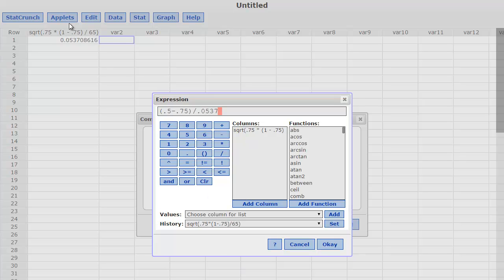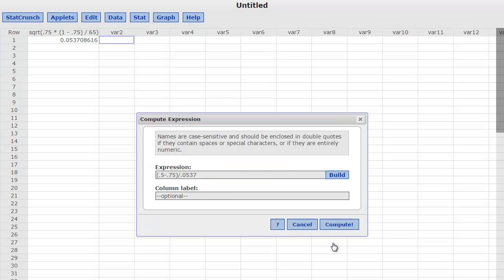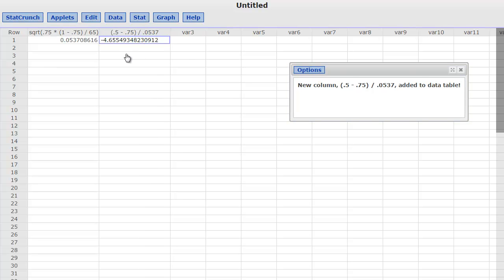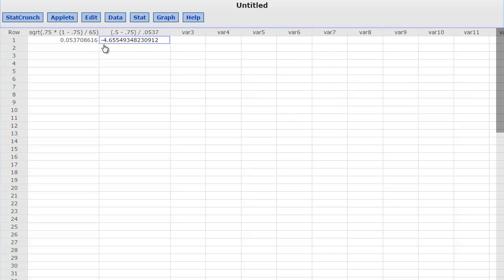If you need to be more exact, the number's right there. Just type in more digits, or maybe do a copy paste thing. But this is how I'm choosing to do it today. I'm going to click OK. I'm going to click compute. Here is the formula that I used, and here is the z-score. Now you'll notice that the z-score is negative 4.65.